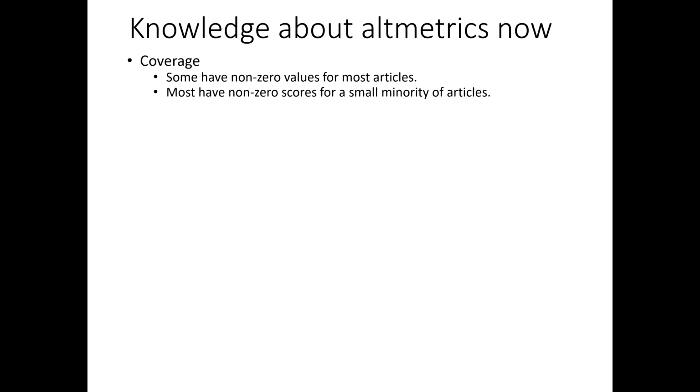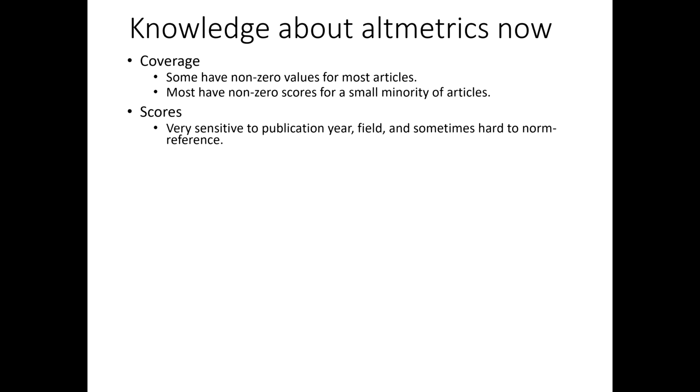A few Altmetrics have non-zero values for most articles, but most Altmetrics have non-zero scores for only a small minority of articles. So if you pick an Altmetric at random and an article at random, the score's probably 0. The main exceptions are Mendeley and Twitter, for which you could expect most articles to have a non-zero score. So coverage is something that's important for Altmetrics.